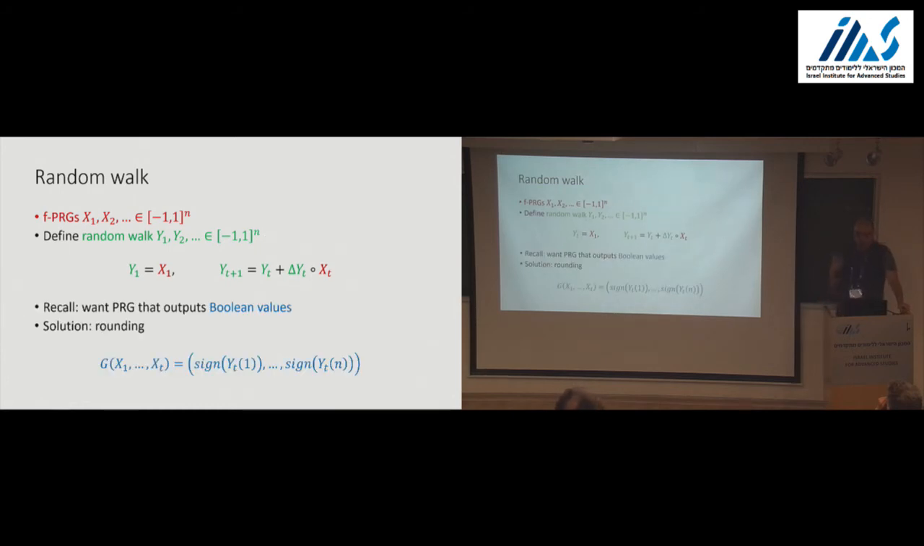And then the last step is that at the very end, you want to get some Boolean values, right? So what should we do? Well, you do some number of steps, and then you want to round. So how do we round in the obvious way? You take the last place where you reached, and if it's positive, you map it to plus 1. If it's negative, it's minus 1. You do it for every coordinate independently. So you do this very natural rounding.